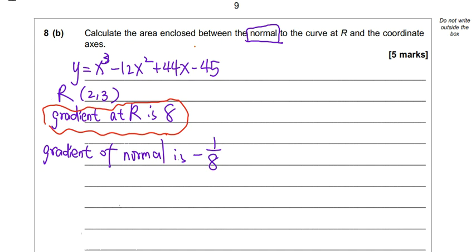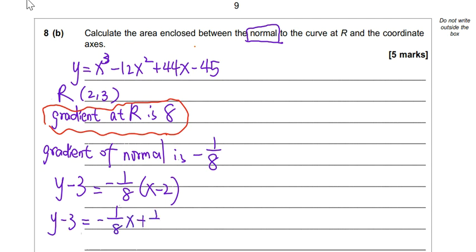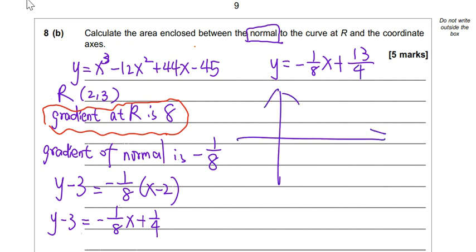So we can use this stipulation. We can write something like y minus 3 is negative 1 over 8 times x minus 2. Does it make sense? So I know the exact form of this normal. Let's simplify this a little bit. So y minus 3 is negative 1 over 8x plus 1 over 4. So y should be negative 1 over 8x plus 13 divided by 4, right? So we can draw this normal.